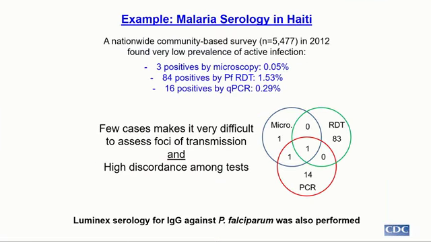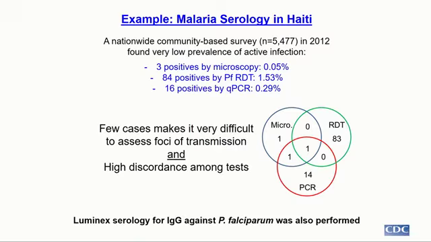And again, to point out, this is an example of how we are trying to use serology in the context of malaria elimination in Haiti. For example, in one of the national health surveys in 2012, the number of cases detected using different diagnostic tools, either microscopy, RDT, or quantitative PCR, was only a few out of thousands of samples.